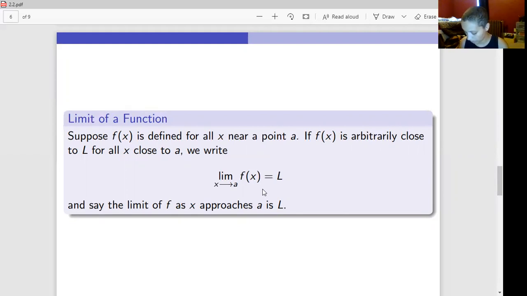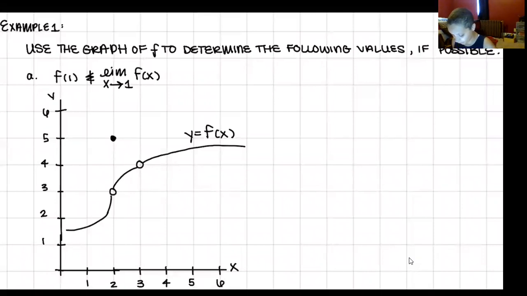So what does this look like from an example perspective? Because these were a lot of words, and they don't really mean anything until I show you some new things. So let's do a little bit of screen sharing, and we can work on this example together. Here, I want you to use the graph that I've given you of f to determine the following values if it's possible. It might not be possible, and that's okay. We'll get there. First, I want you to find f evaluated at 1, and then I want you to find the limit as x approaches 1 of f of x.